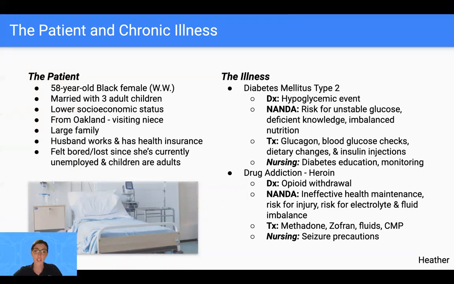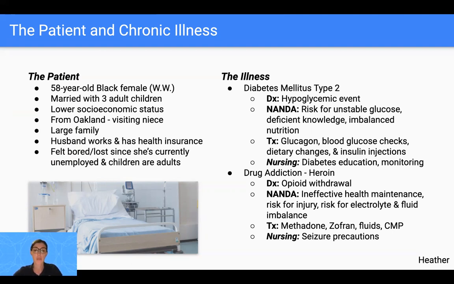So originally she also has type 2 diabetes. She was diagnosed 5 years ago. And when she was visiting her niece, she ran out of heroin, started going through withdrawal, stopped eating, but was still taking insulin. So this led to a hypoglycemic event. Her blood sugar was 21, so she was admitted to the hospital. I took care of her in the PCU.